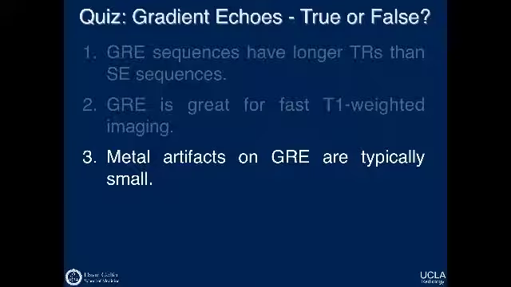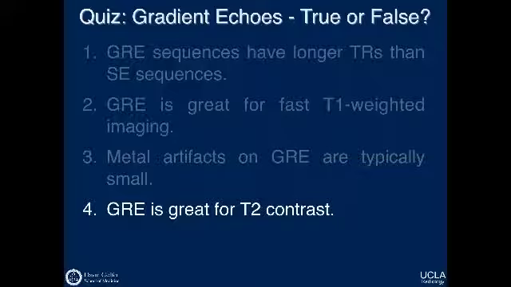Metal artifacts on gradient echo imaging are typically small. False, right? So metal's a problem generally, but it's worse on gradient echo imaging. Metal on spin echo could be okay, or at least not such terrible artifacts that it's completely non-diagnostic. Gradient echo is great for T2 contrast. False, right? So it's T2 star, right? That's the key to remember, is that it's T2 star contrast for gradient echo imaging.